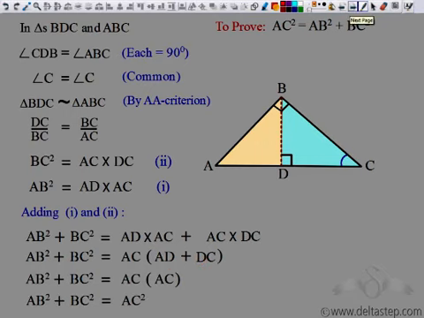Hence I get AB square plus BC square is equal to AC square. And this is what I wanted: that the square of the hypotenuse AC is equal to the sum of squares of the other two sides. Now let us look at the converse of this theorem. The converse also holds true.